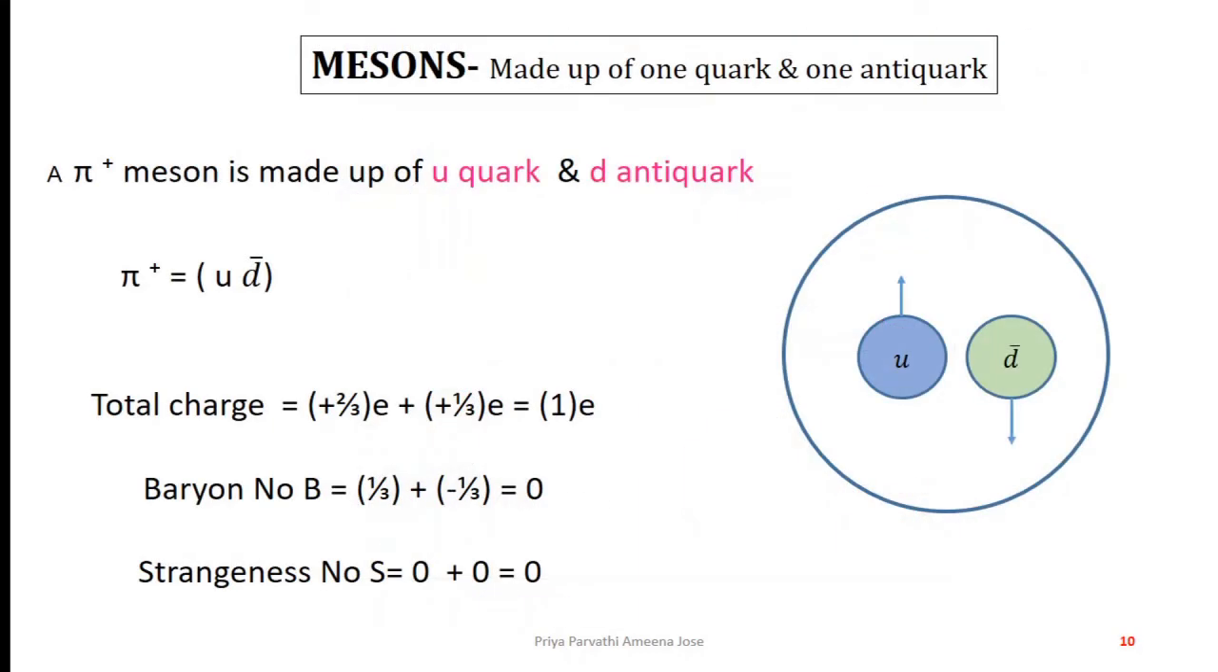Next is meson. Mesons are made up of 1 quark and 1 antiquark. A pi plus meson is shown here. It is composed of an up quark and a down antiquark. Here the total charge is plus E, baryon number is 0 and strangeness number is 0.